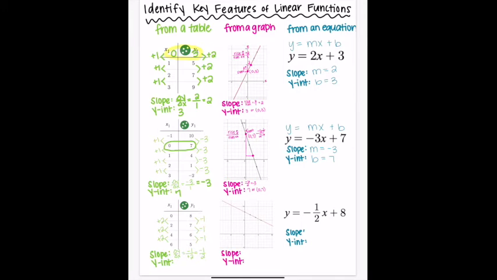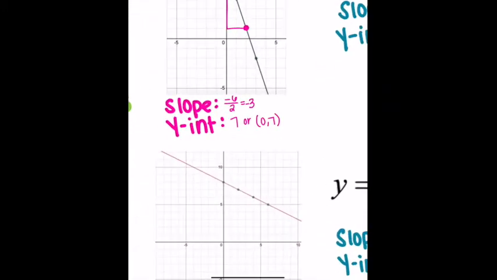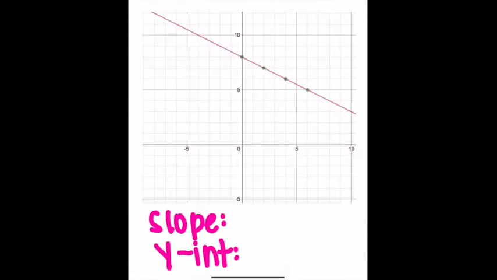Now the y-intercept is wherever there's an x value of 0. So when x is 0, y is your y-intercept, so that y value is 8. All right, so our slope is negative 1/2, y-intercept is 8. Let's see if that's true for this table.